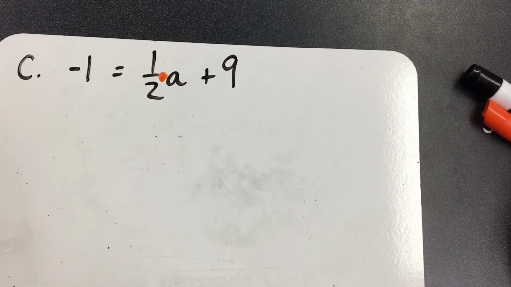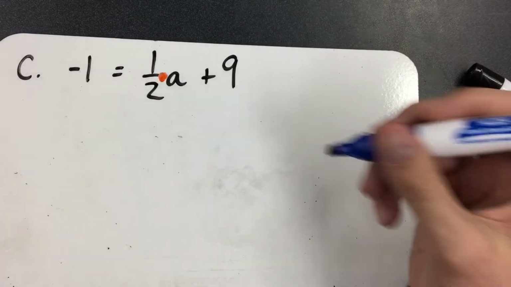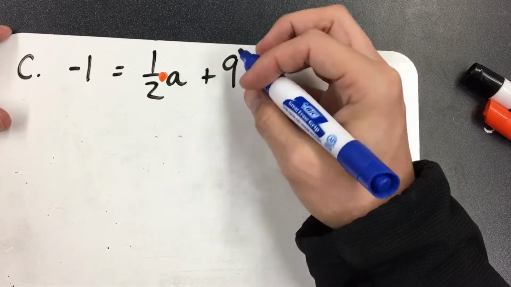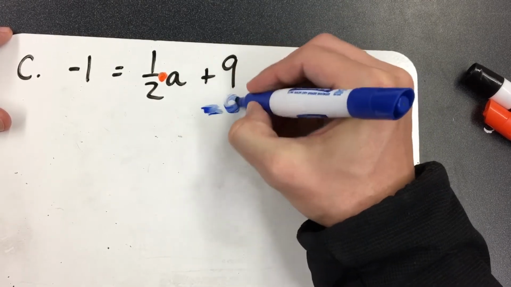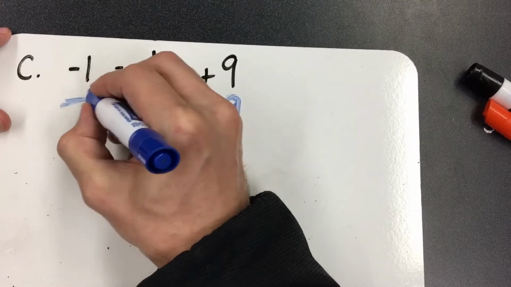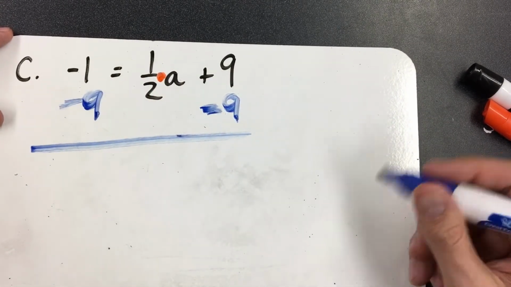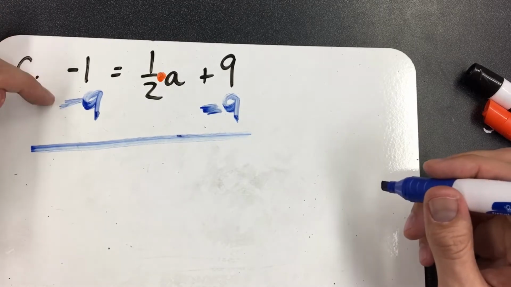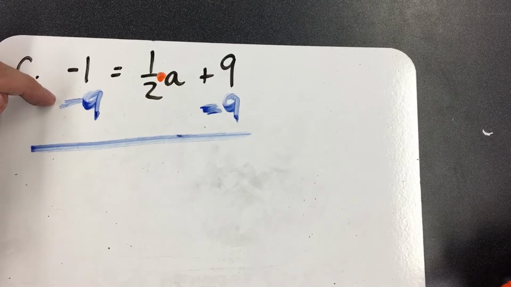Remember our process. Step 1, undo the adding and subtracting. So instead of adding 9, I want to do the opposite or the inverse of adding 9, which is subtracting 9. Now, if I do it on one side of the equal sign, I better go way over there on the left-hand side and put it over there. Negative 1 minus 9. That's very difficult for 8th graders, at least in my school, to do in their head.